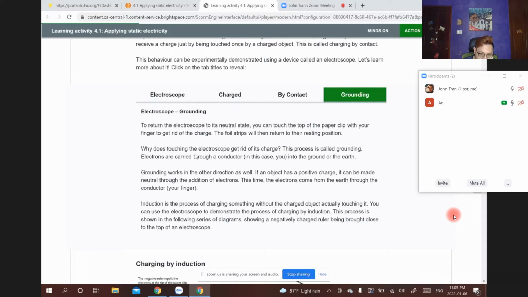Why does touching the electroscope get rid of the charge? A process called grounding. Electrons travel through a conductor, in this case you, into the ground or the earth. Basically, when you touch the ground, the excess electrons will just flow to the ground, so when you touch the object, you will not get ouch. You will not get static electricity. Static electricity is really annoying, so that's why people do grounding.